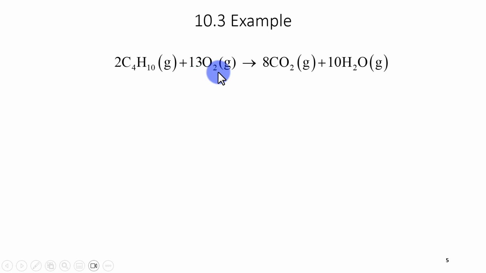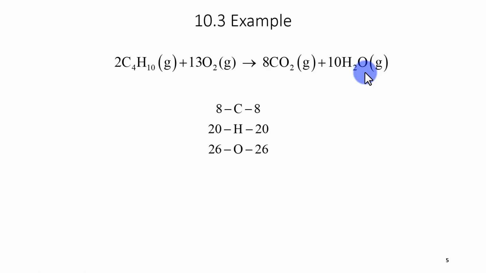2C4H10 plus 13 O2, giving me 8 CO2 plus 10 H2O. And the final tally, once again, when I think that I've already finished, I will do one more count to make sure that I am correct. Multiply subscripts by coefficients.